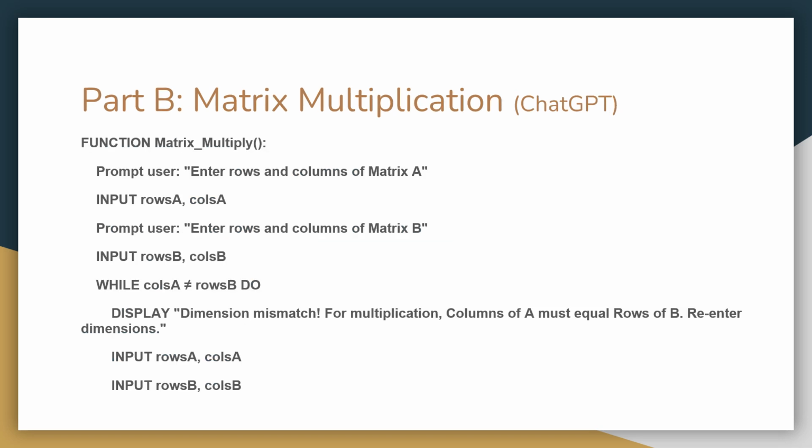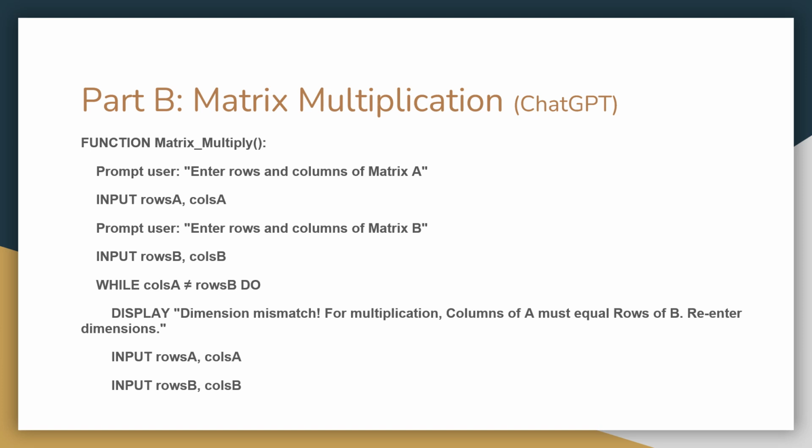Going on to the matrix multiplication that ChatGPT wrote, theirs is prompting the user to enter the rows and columns of matrix A. Then it goes to the next line, and they put the conditions for rows A and columns A. And then they say prompt the user to enter rows and columns of matrix B. When they put their numbers for rows and columns of B, depending on the user, if their columns is not equal to their rows, it will show them a message.